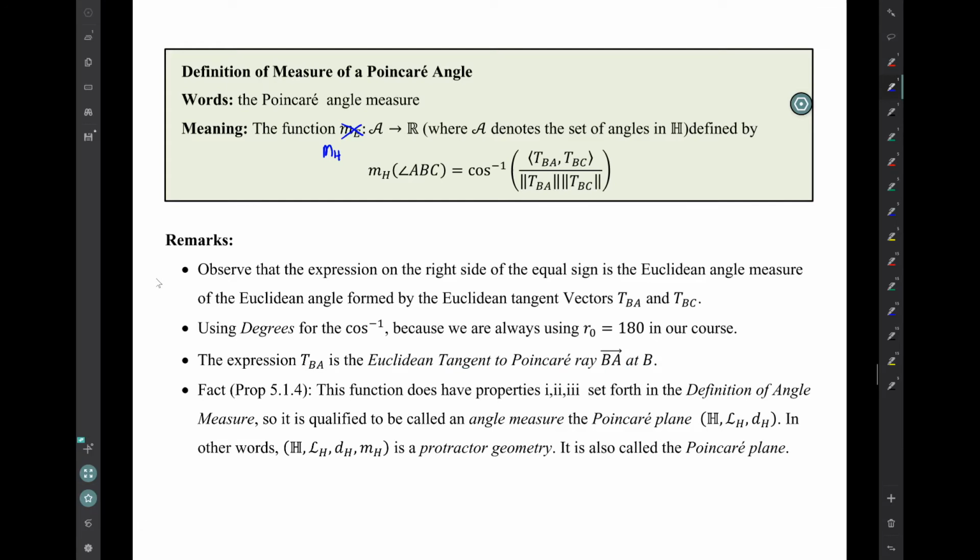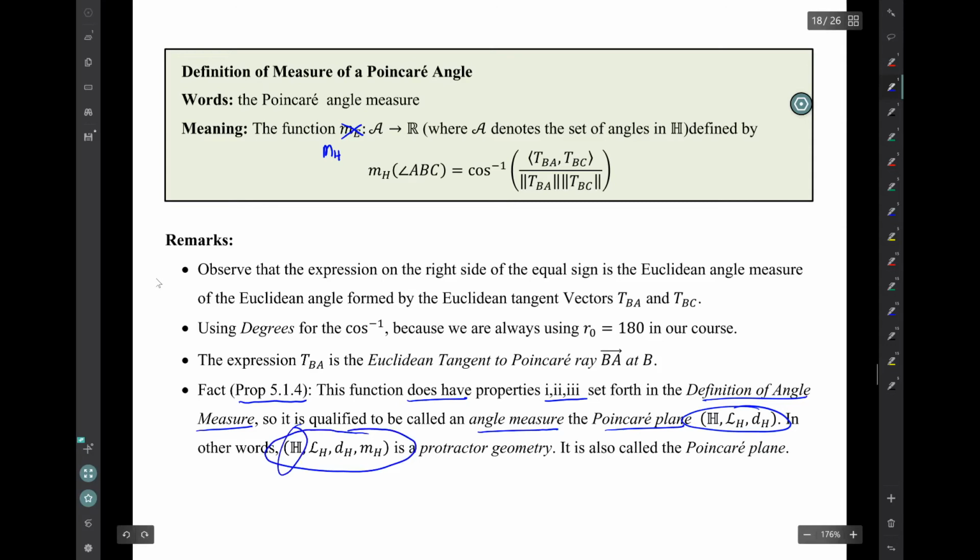Now, it's a fact in the book, presented as proposition 5.1.4, that this function does have properties 1, 2, and 3 set forth in the definition of angle measure. So in other words, it's qualified to be called an angle measure for the Poincaré plane geometry. So in other words, this ordered quadruple, the upper half plane, the Poincaré lines, the Poincaré distance function, and this Poincaré angle measure, that collection of four things is qualified to be called a protractor geometry. Now it's also called the Poincaré plane.